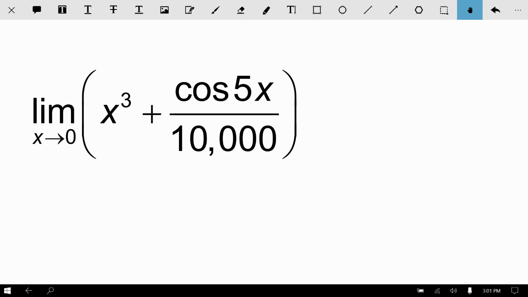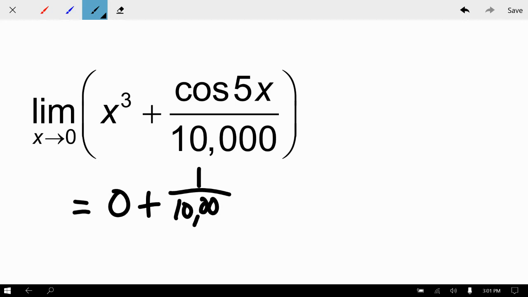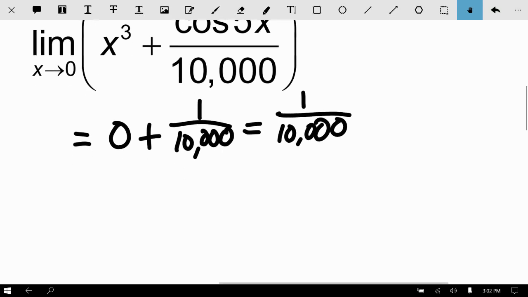So in this case, I can take the limit of x cubed. If I find the cosine of 0, the cosine of 0 is 1. So when I evaluate this, essentially what I'm looking at is the limit as x approaches 0 of x cubed would be 0. Cosine of 0 is 1. So I get 1 over 10,000. And this whole thing would just be 1 over 10,000. And just like I mentioned earlier, you really don't need to write the 0 plus 1 over 10,000. You could just go straight to the solution on a problem that's simple like this.